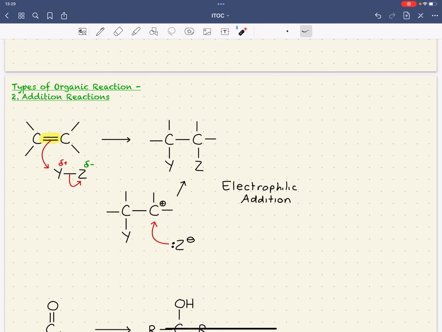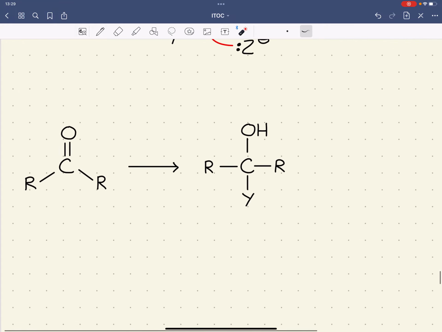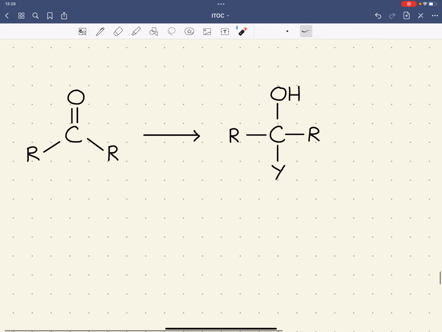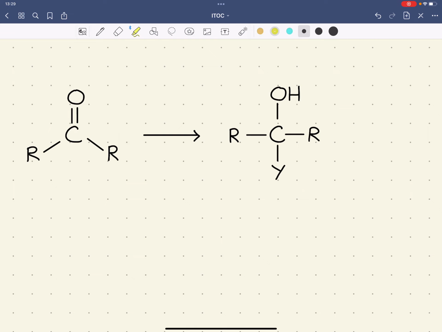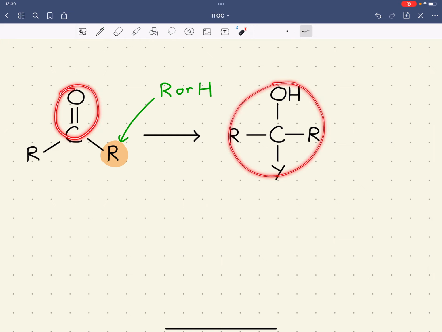Alkenes undergo electrophilic additions. Now, another type of addition reaction would occur with carbonyl compounds. And here we've got this compound, which is either an aldehyde or a ketone, where this R group is either an alkyl group or a hydrogen. And this undergoes an addition. Again, addition, because we're going from double bonds to single bonds. Addition reactions go from double bonds to single bonds. Okay, there's a change in the bond order.